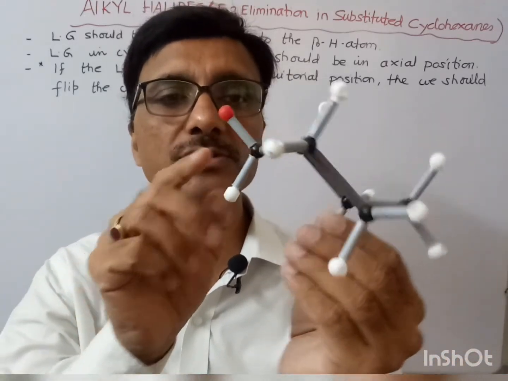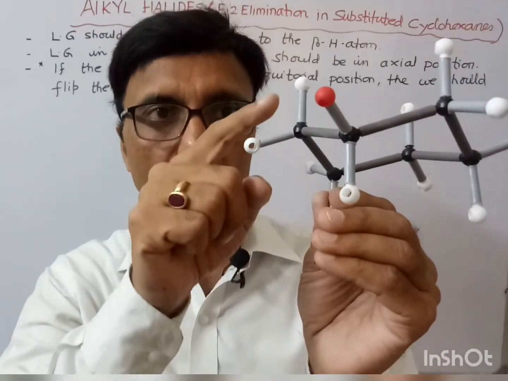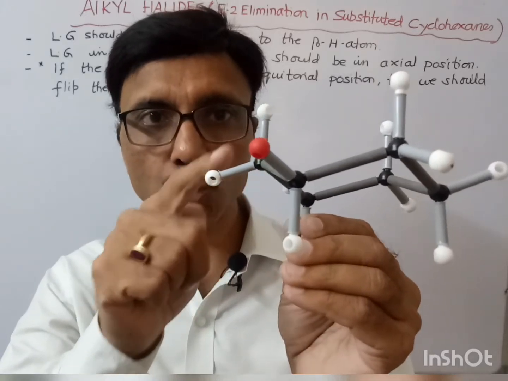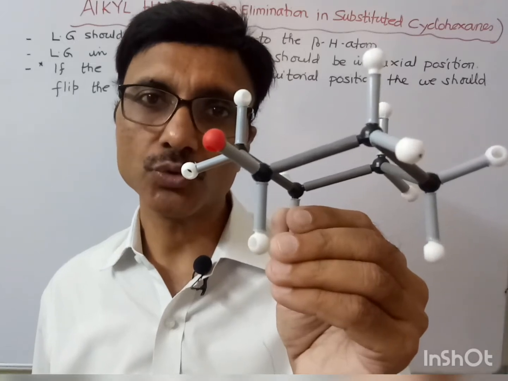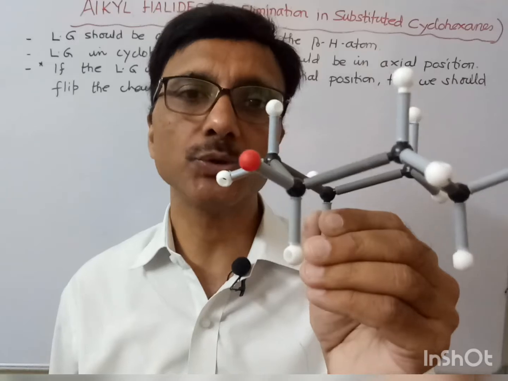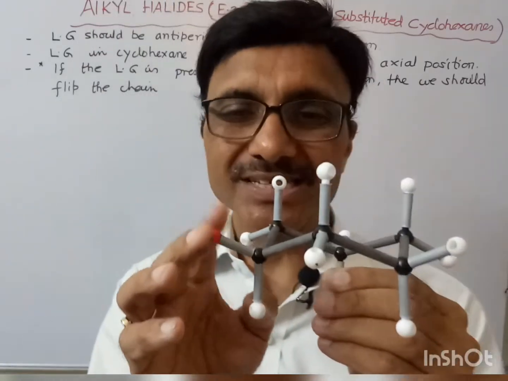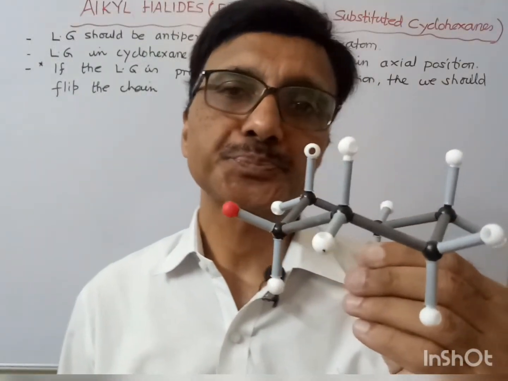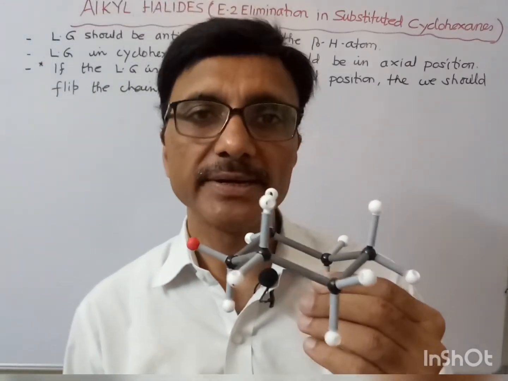In the same way, if you see here, this is also a beta hydrogen. Here also, this bromine atom and no two beta H are present at 180 degree to each other, or anti to each other, or anti-periplanar to each other. So that's why we cannot remove. If bromine is present in the equatorial position, we cannot remove the beta hydrogen atom.